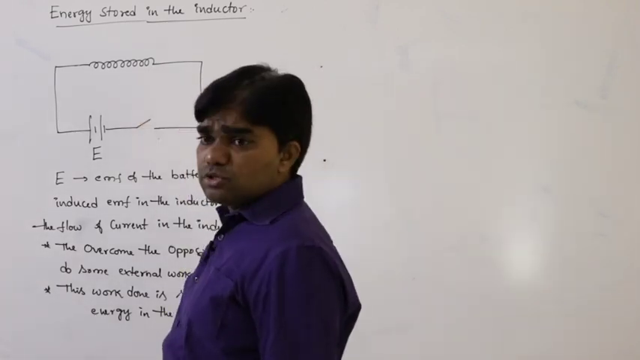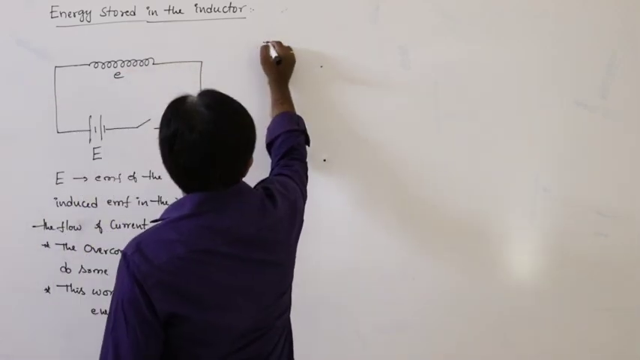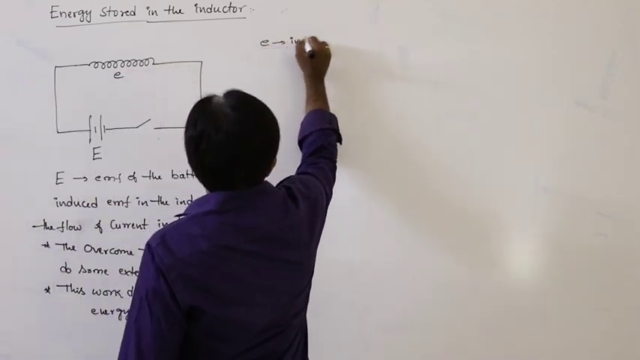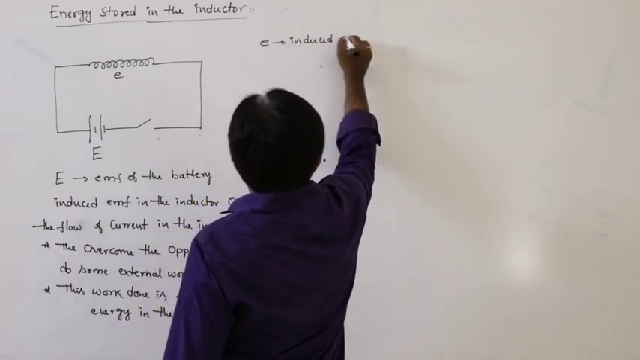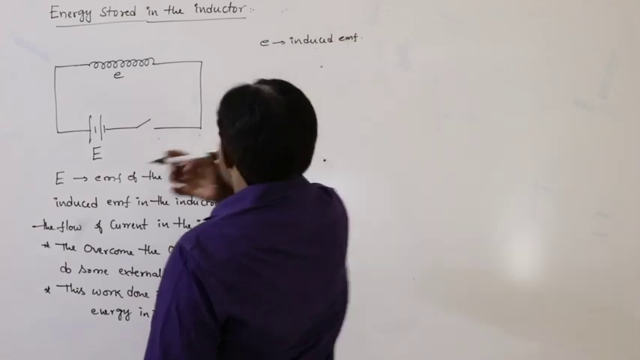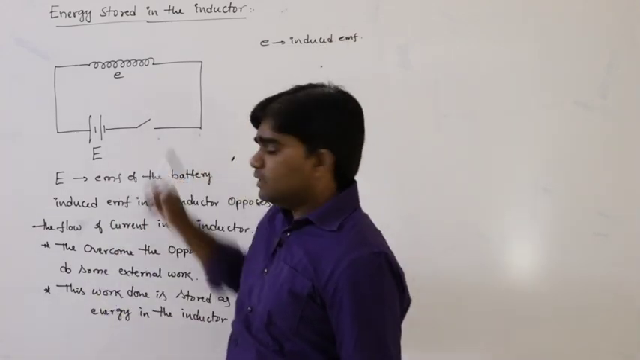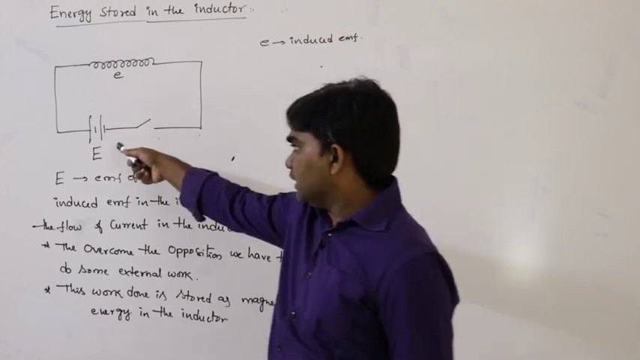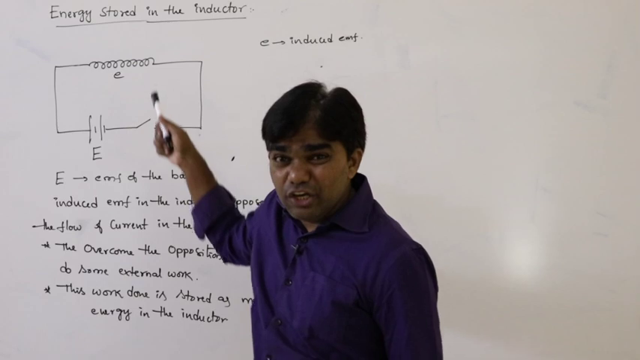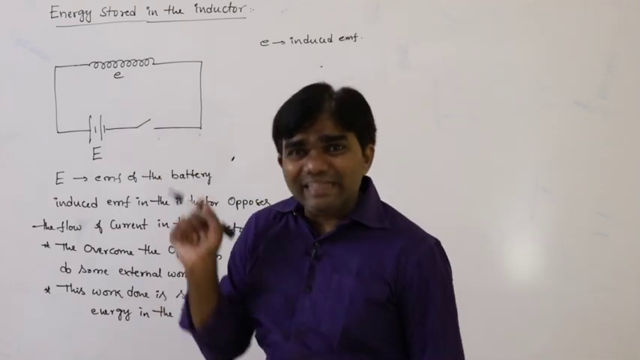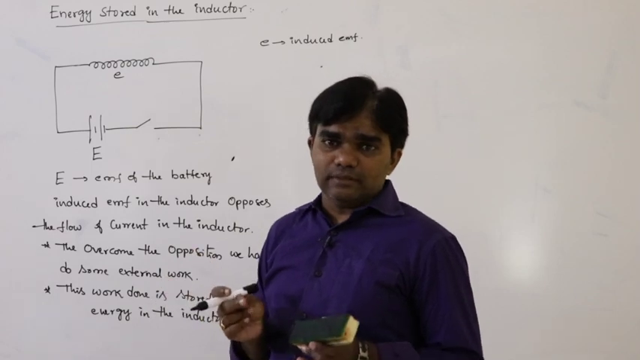So what is the induced EMF? Let us say small e is the induced EMF. So this is the situation. Let E be the EMF of the battery connected, and a certain amount of EMF is induced in the inductor. That EMF opposes the flow of electric current through that inductor.